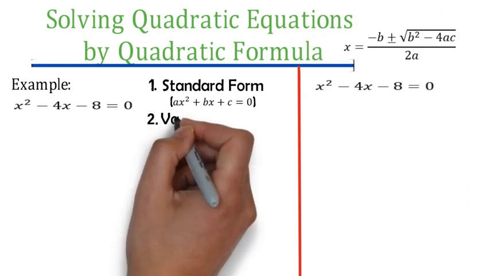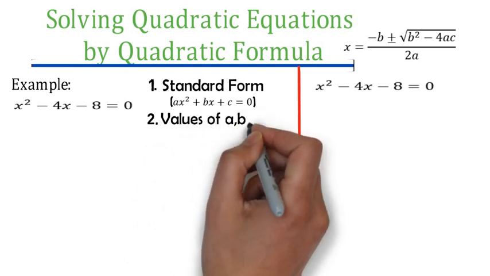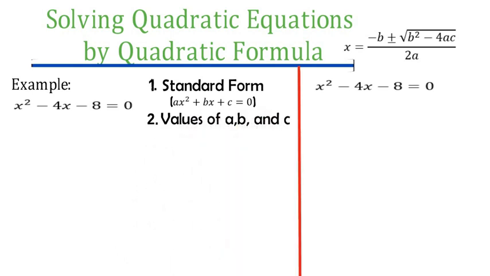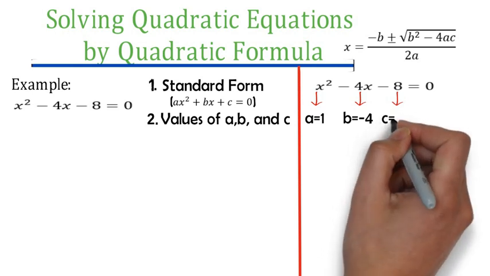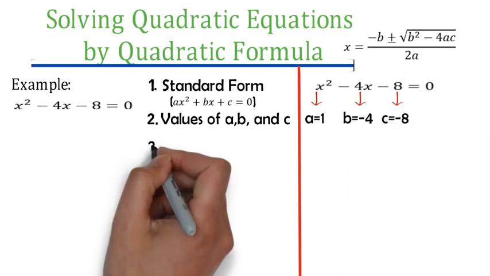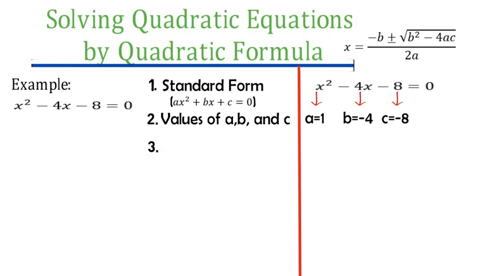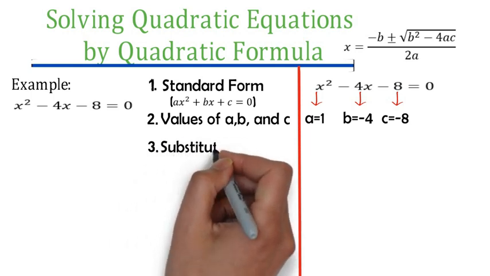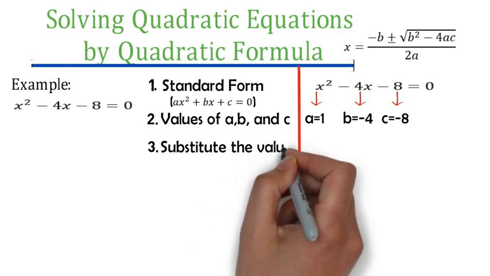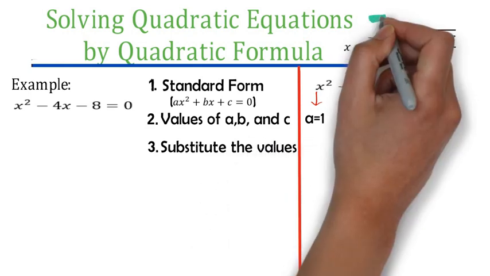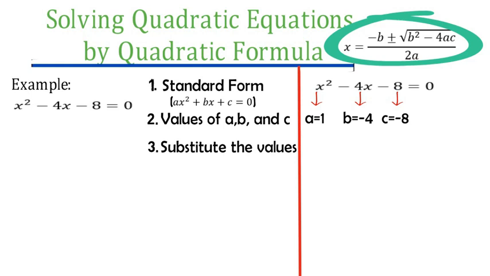Second step is to identify now the values of a, b, and c. In this given, the value of a is equal to 1. The value of b is equal to, very good, negative 4. And the value of c is negative 8. We'll now move to the third step, that is to substitute the values of a, b, and c in the formula.